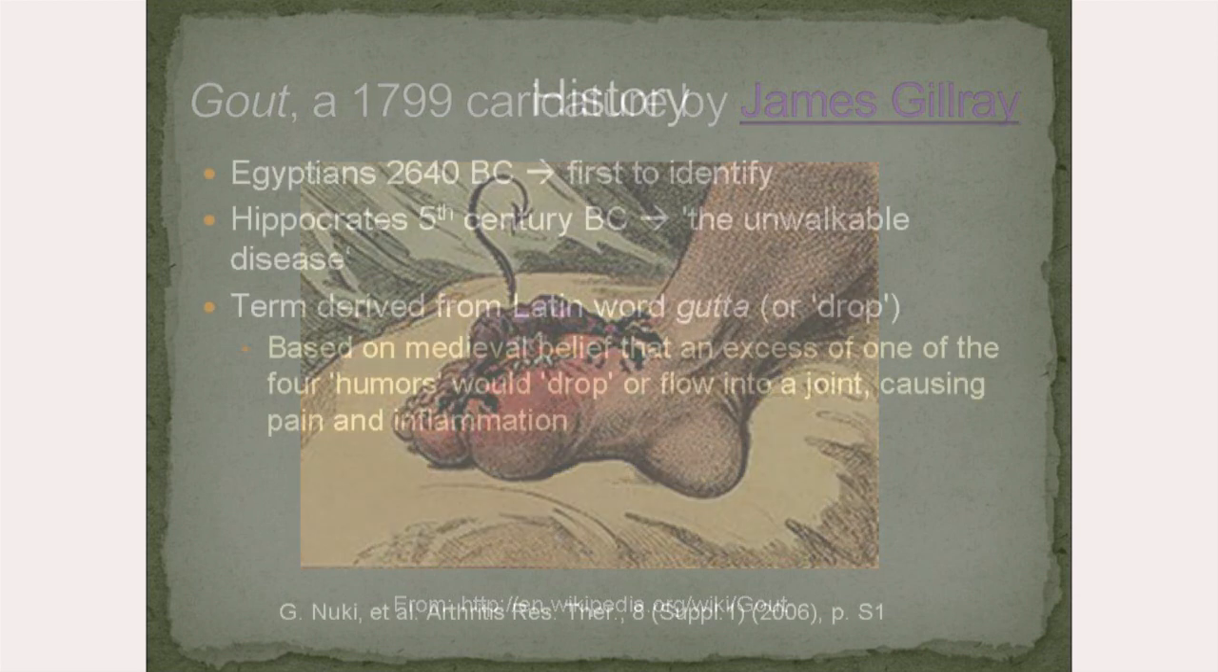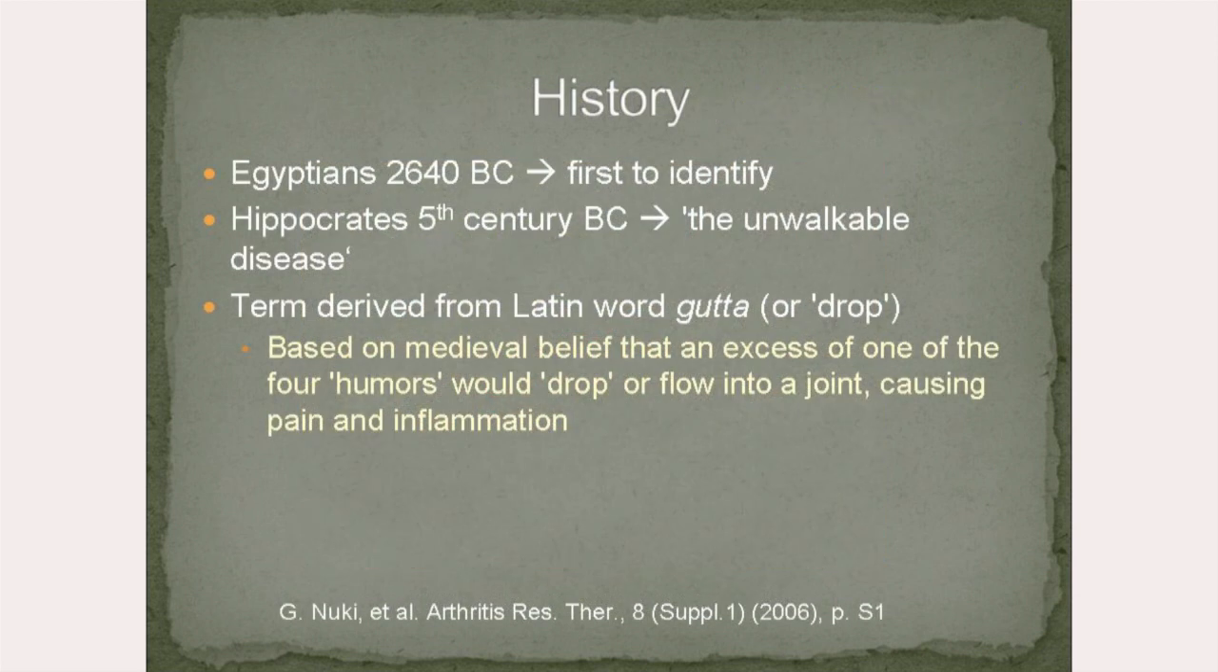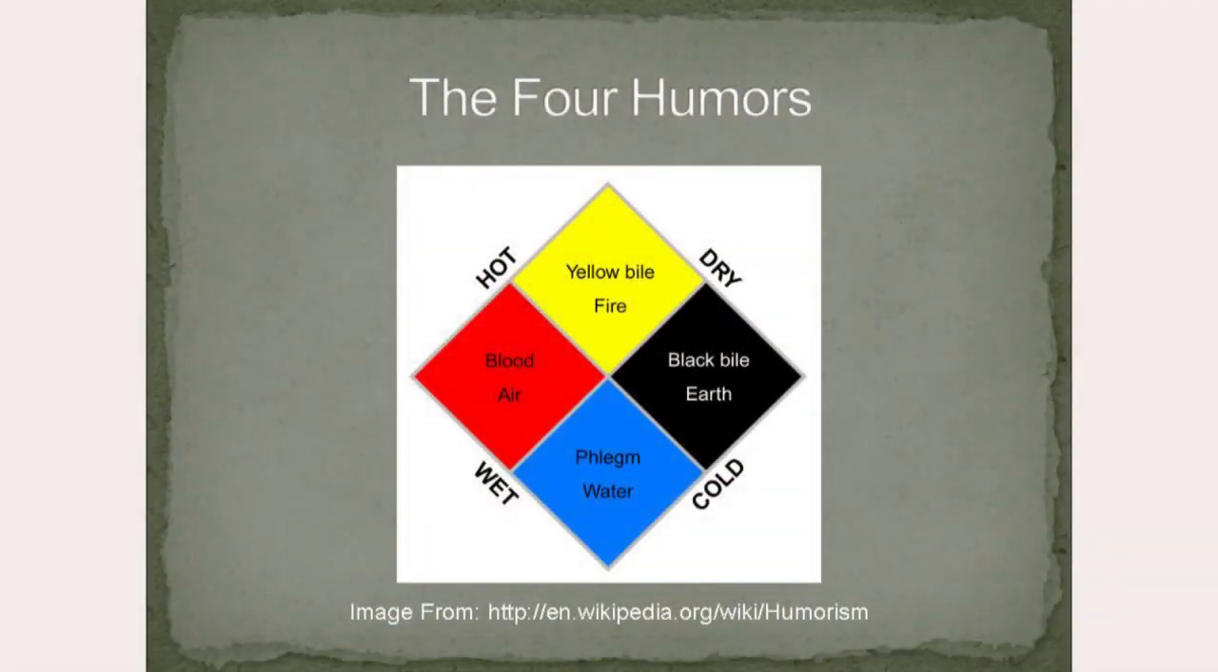So some of the history, this condition was first identified by the Egyptians in about 2600 BC. Later, Hippocrates in the 5th century BC identified this and called it the unwalkable disease because of the significant pain associated with it. It's actually derived from the Latin word gutta, which means drop in Latin. And it's based on a medieval belief that of the four humors that were felt to be in equilibrium when someone is healthy, if one of those humors was to drop into the foot, it would cause gout and significant pain and inflammation.